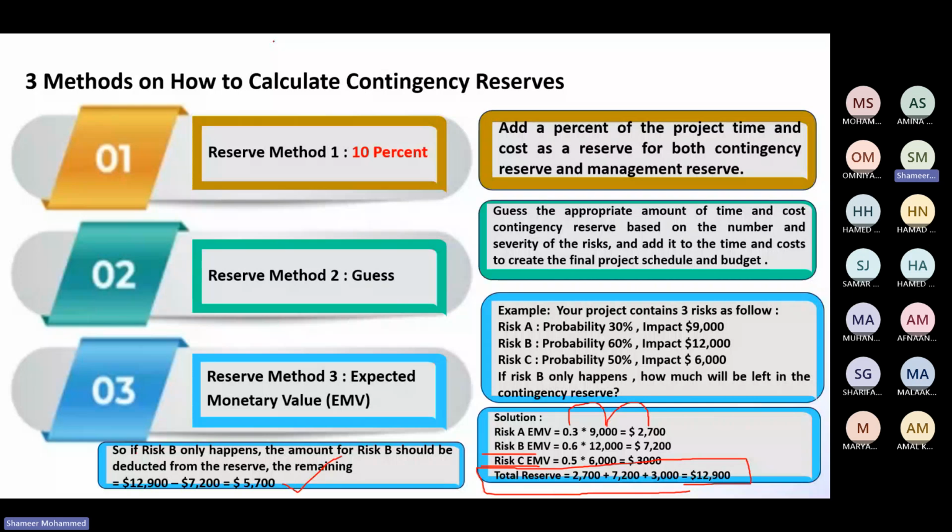So the question will be given like this to you, this one. Then you should find the solution like this. Understand? Is this clear? How to calculate the contingency reserve? Okay.